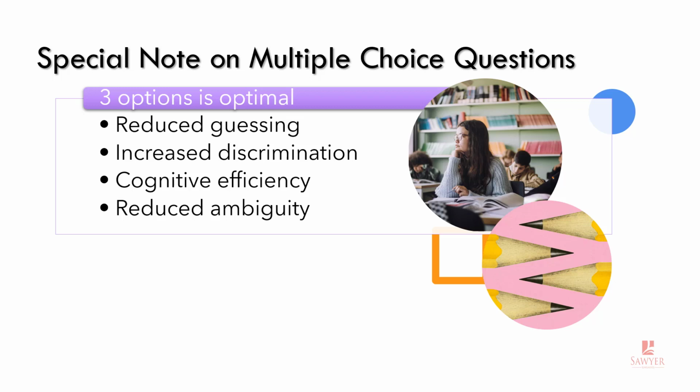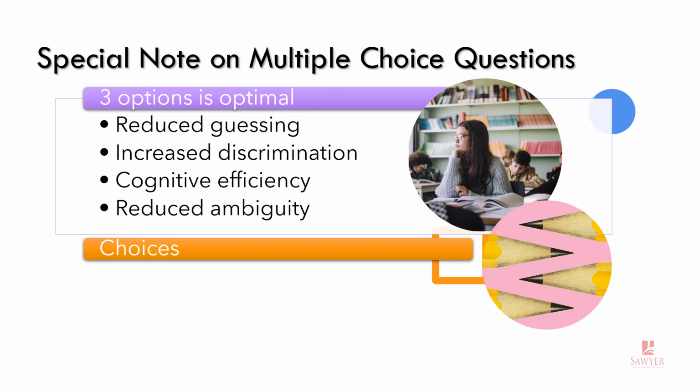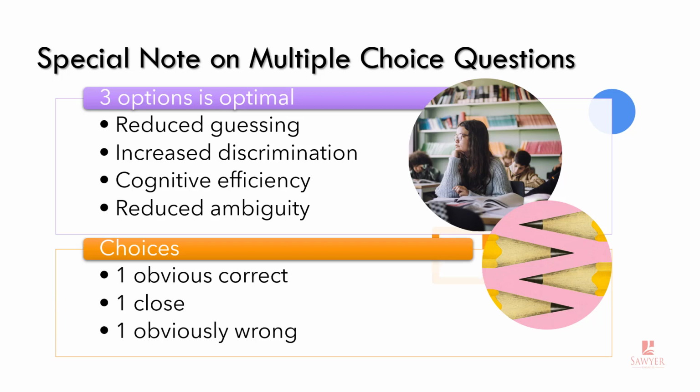So increased discrimination, by giving a smaller pool of options, it forces students to differentiate between subtle distinctions in the choices. And when we talk about the subtle distinctions between the choices, first of all, we want to have an obvious correct answer, and then we want to have a close answer. And then, of course, one obviously wrong.